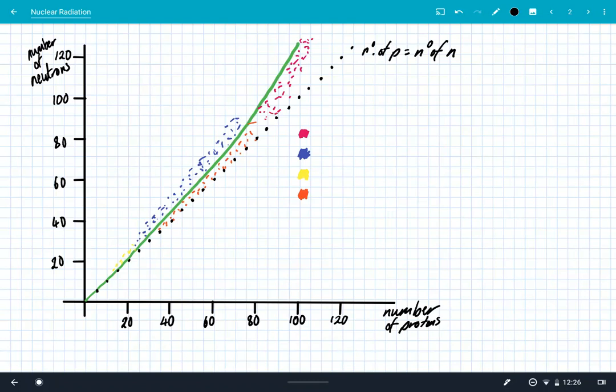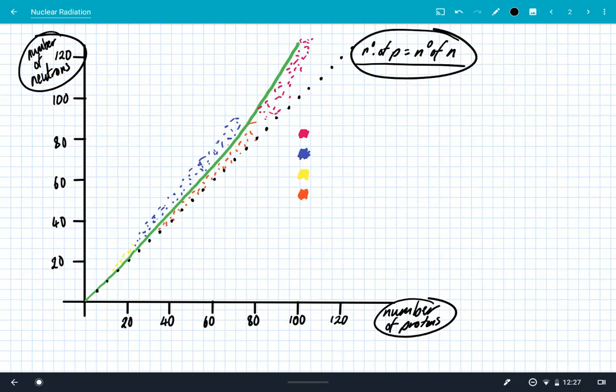So let's have a look at nuclei now. So nuclei, as you should know, are the central part of atoms. And scientists once upon a time believed that nuclei would be stable if the number of protons was exactly equal to the number of neutrons. So this dotted line here, the black line, is the line that they thought would be the line of stability. But when you actually plot a graph of the number of protons versus the number of neutrons for the stable nuclei, you get this green line. And we call this line the line of nuclear stability.